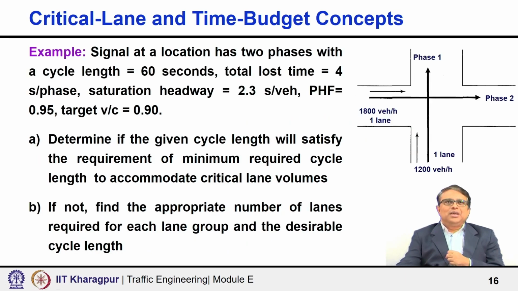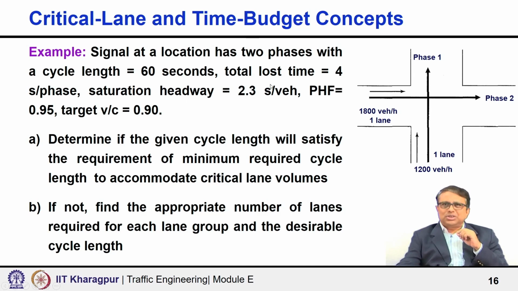right. Now, let us take an example. A signal at a location has two phases with a cycle length of 60 seconds, a very simple one, a two phase signal, no other movements are allowed. So, this straight and this straight. One is the eastbound, another is the northbound, and suppose the cycle length is 60 seconds. Somebody has proposed that okay, let us use a cycle length of 60 seconds.